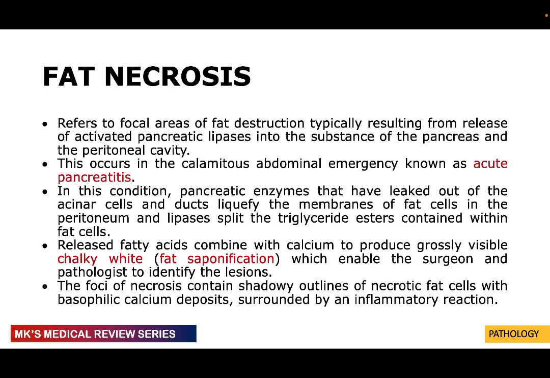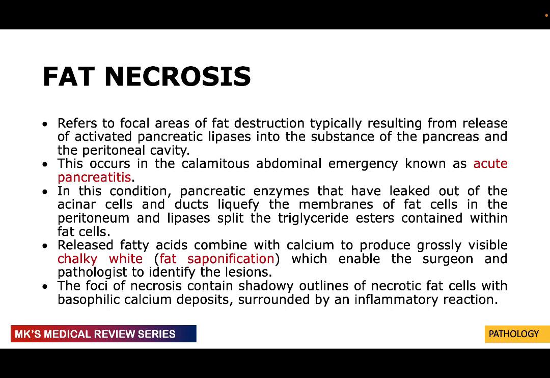Another type of necrosis is fat necrosis, where you have these focal areas of fat destruction, typically because of release, for example, of activated pancreatic lipase into the substance of the pancreas or even into the peritoneal cavity. This is going to be happening in an abdominal emergency condition that's known as acute pancreatitis, where there's inflammation of the pancreas. Remember, it consists of digestive enzymes that break down fats, and digestive enzymes that break down proteins.